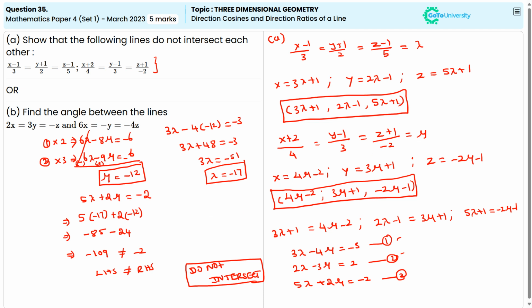For writing the value of coordinate points, you get 1 mark. And from the second line, writing the coordinate points, you get another 1 mark. And framing the equation and substituting the values of mu and lambda, you get 2 marks. Then substituting the values of mu and lambda, checking whether LHS and RHS are equal or not. And finally finding the answer whether the lines intersect or not, you will get another 1 mark. So totally 5 marks for the given question.